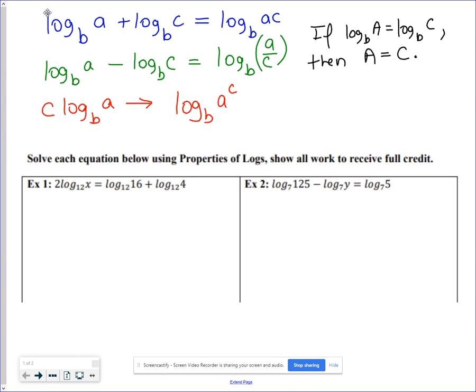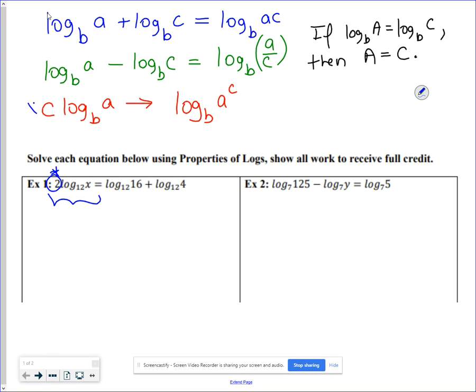So we're going to be using these four rules today, along with stuff that we've been using all year to solve equations. So let's look at this first one here. Our goal is to get both sides of these equations, left and right side, as a single logarithm. Well, the left side looks like it's a single logarithm, but because of this 2 here, it's not.